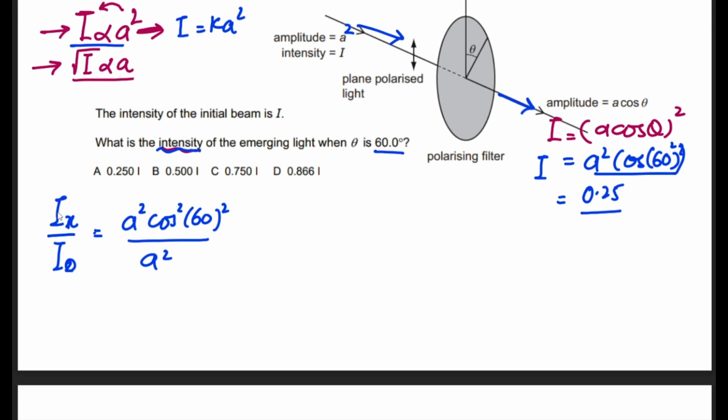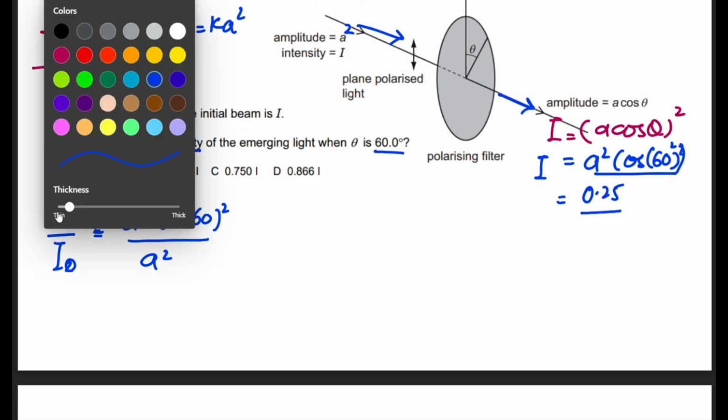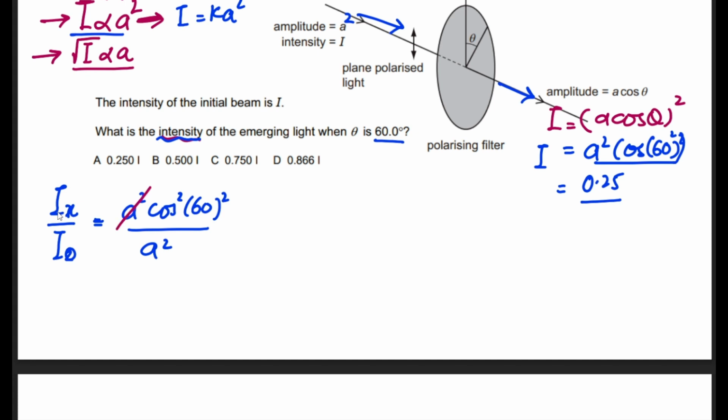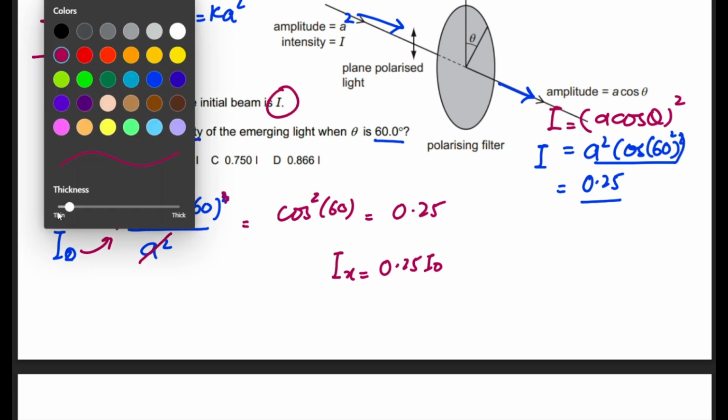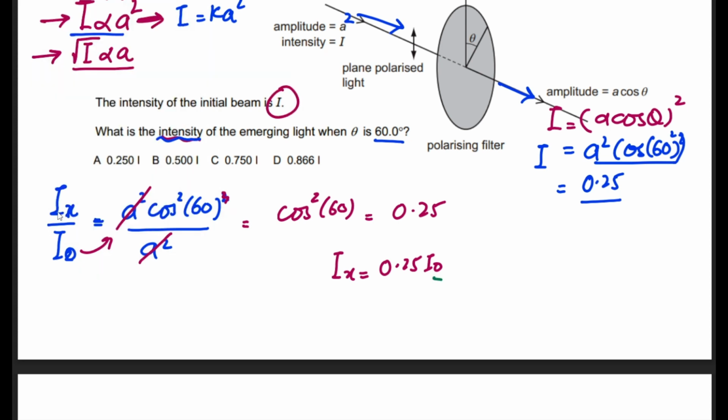Being represented as their amplitudes, right? We can simply see that A square gets cancelled out with A square, so we are left with only cos square of 60. Ignore this square, right? So this comes out as 0.25, and if you take this I naught over there, this becomes Ix equal to 0.25 I naught. The original intensity is given as I, so I'm representing this as I naught. So the answer will be option A.